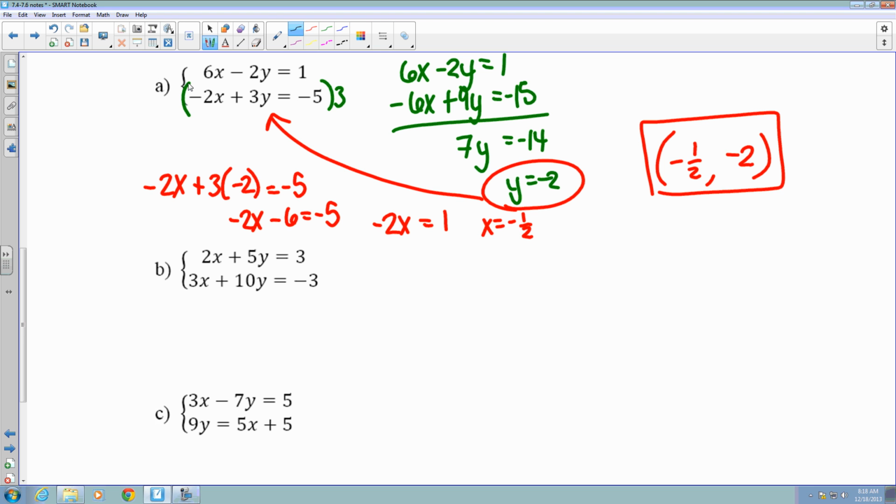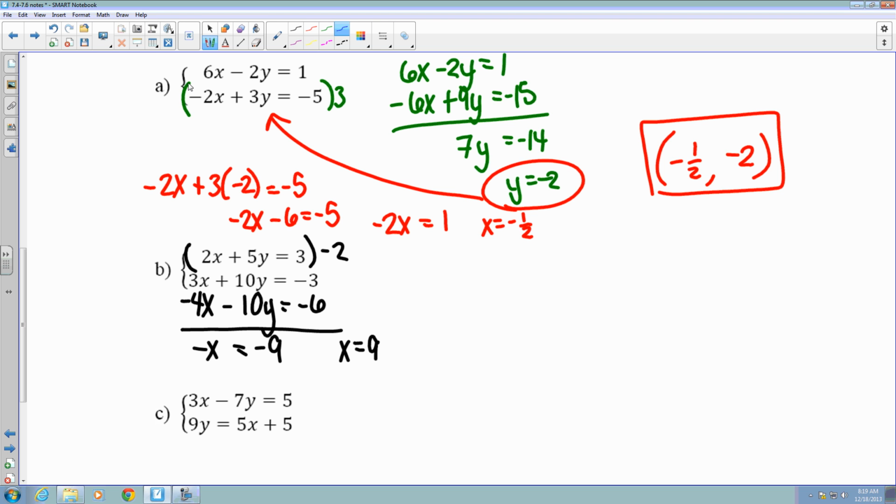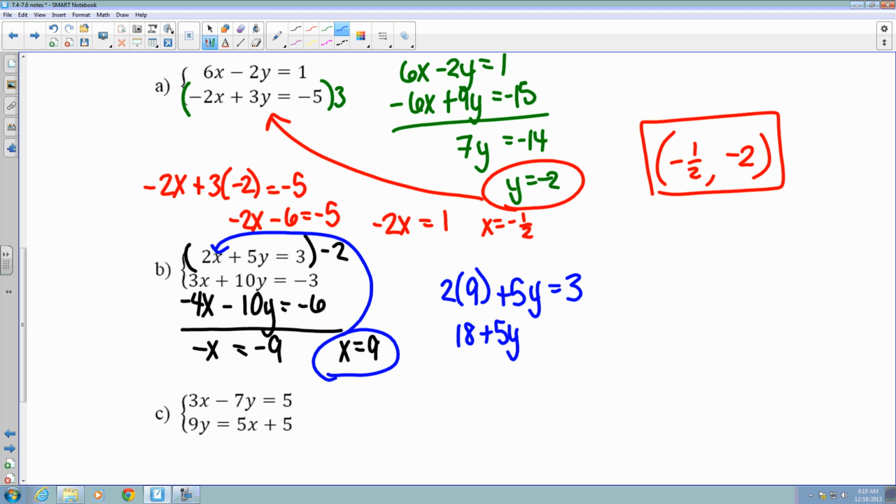You might not have. On B, I'm going to multiply the top one by negative 2 to make my y's cancel. So it'll be negative 4x minus 10y equals negative 6. This is negative x equals negative 9, so x equals 9. And then I'm going to put that 9 into the top original. The answer is 9, negative 3.